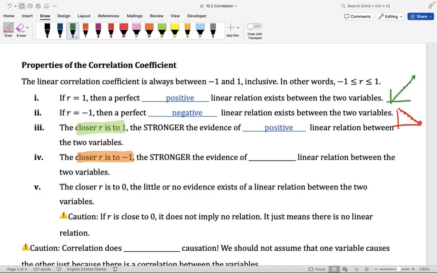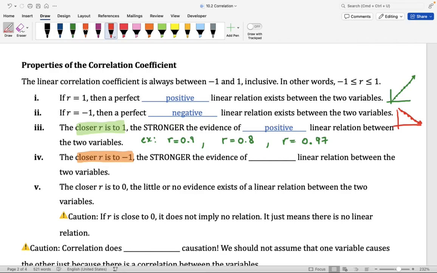So you can give yourself some examples. We could say, what if we have something like R equal to 0.9? If we look at this value, we see that it's close to 1. So we're expecting to see a strong positive linear relationship. Or maybe something like R equal to 0.8, R equal to 0.97. We would be looking at that correlation coefficient and saying we're going to see a strong positive linear relationship.